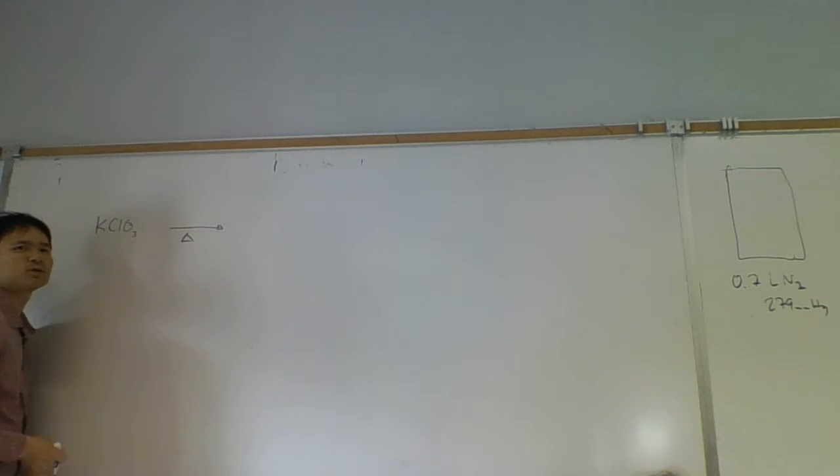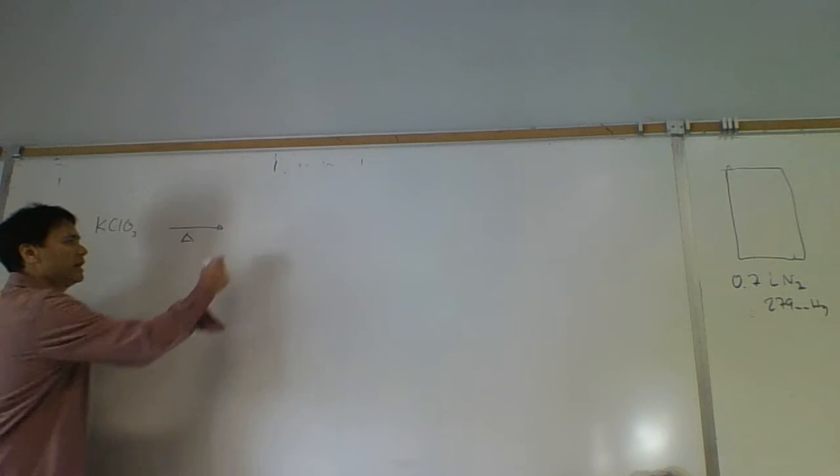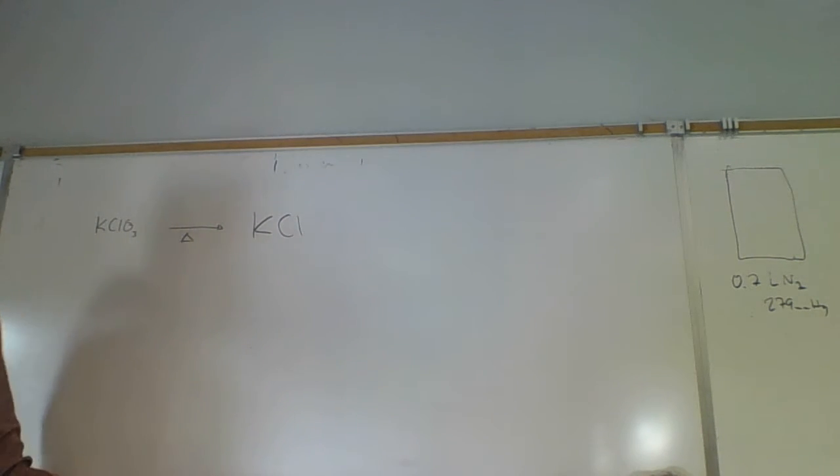We have to get some temperature in there. Delta, this triangle means heated up. So that's what the burner is there for. You start heating it up, and you know what happens? That chlorine takes electrons from oxygen. And we went from +5 to, what's the chlorine here in KCl?